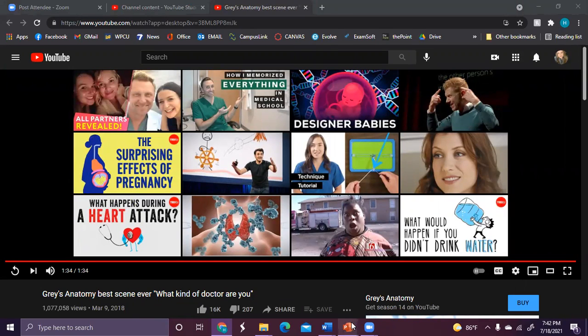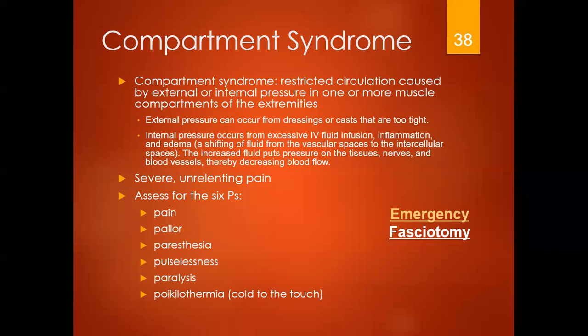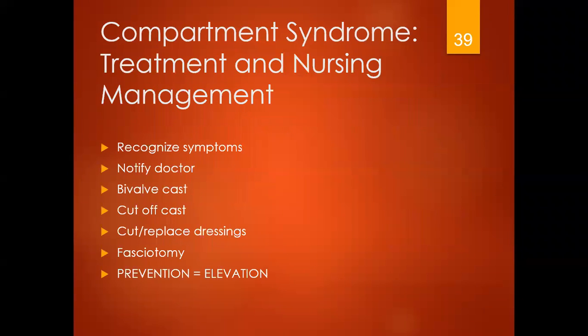I know that's pretty gruesome, but that is the reality of an emergency fasciotomy. It's just splash and dashing it, right? The doctor has to throw that betadine on there and cut that linear incision all the way down the compartment, that fascial compartment that contains the swelling or the fluid or blood accumulation. Okay, so recognize the symptoms, notify your doctor, bivalve the cast or cut it off if possible, cut off or replace the dressings, loosen them if possible, and then prep for that fasciotomy.